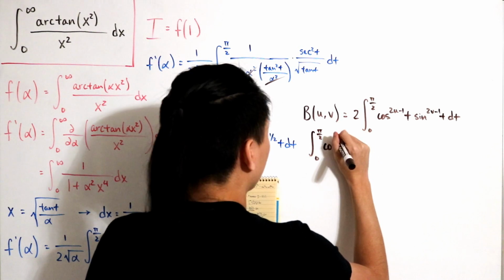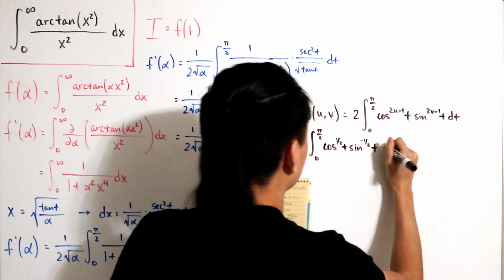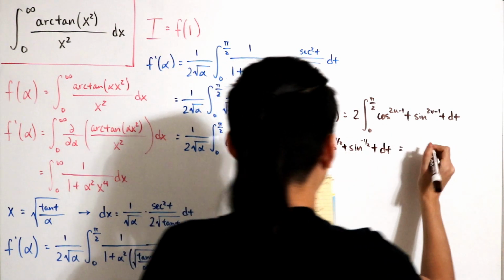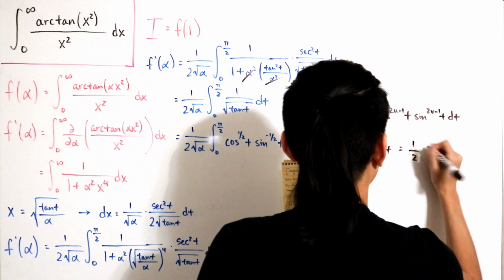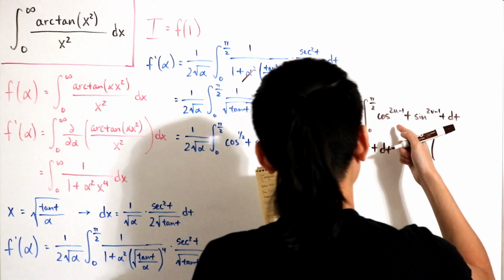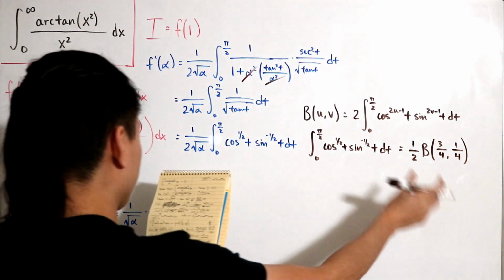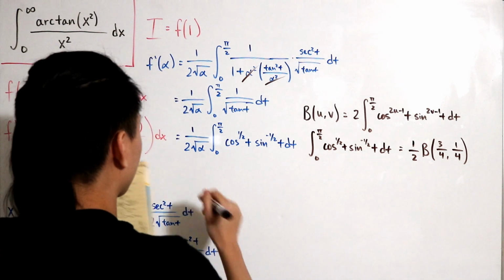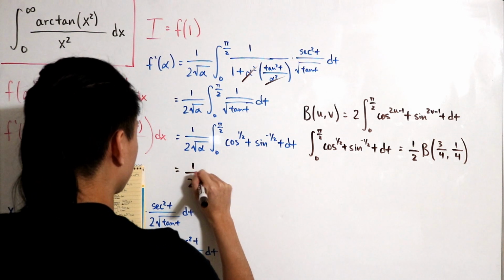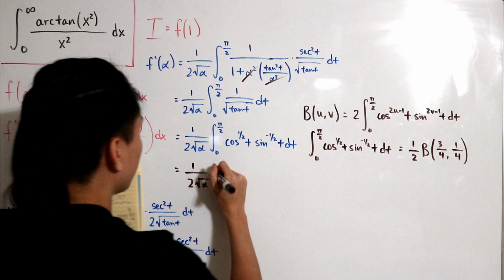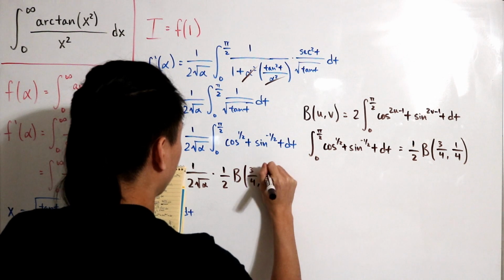So cosine of t to the 1/2, then sine of t to the negative 1/2. If you solve for your parameters u and v, you'll see that there's a 2, so I just divide this by both sides. So we have 1/2 multiplied by the beta function with u being 3 over 4 and v being 1 over 4. So there, we can just substitute this back. Therefore, our new f prime of alpha is going to be 1 times 2 to the square root of the square of alpha, multiplied by 1/2, then the beta of 3 over 4, comma 1 over 4 as our parameter arguments.